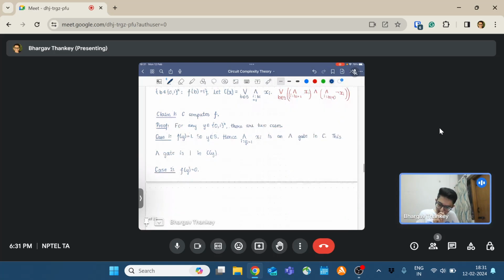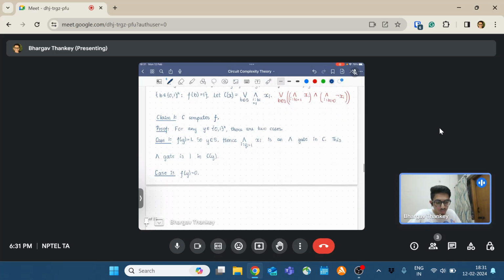So the second case is f of y is 0. Over here, what do we need to show? We want to show that c of y is also 0. So would we show that for each of those AND gates, at least one of the inputs is zero? So every AND gate is 0. And how would you show that? That's what I'm thinking. So y is not in S.